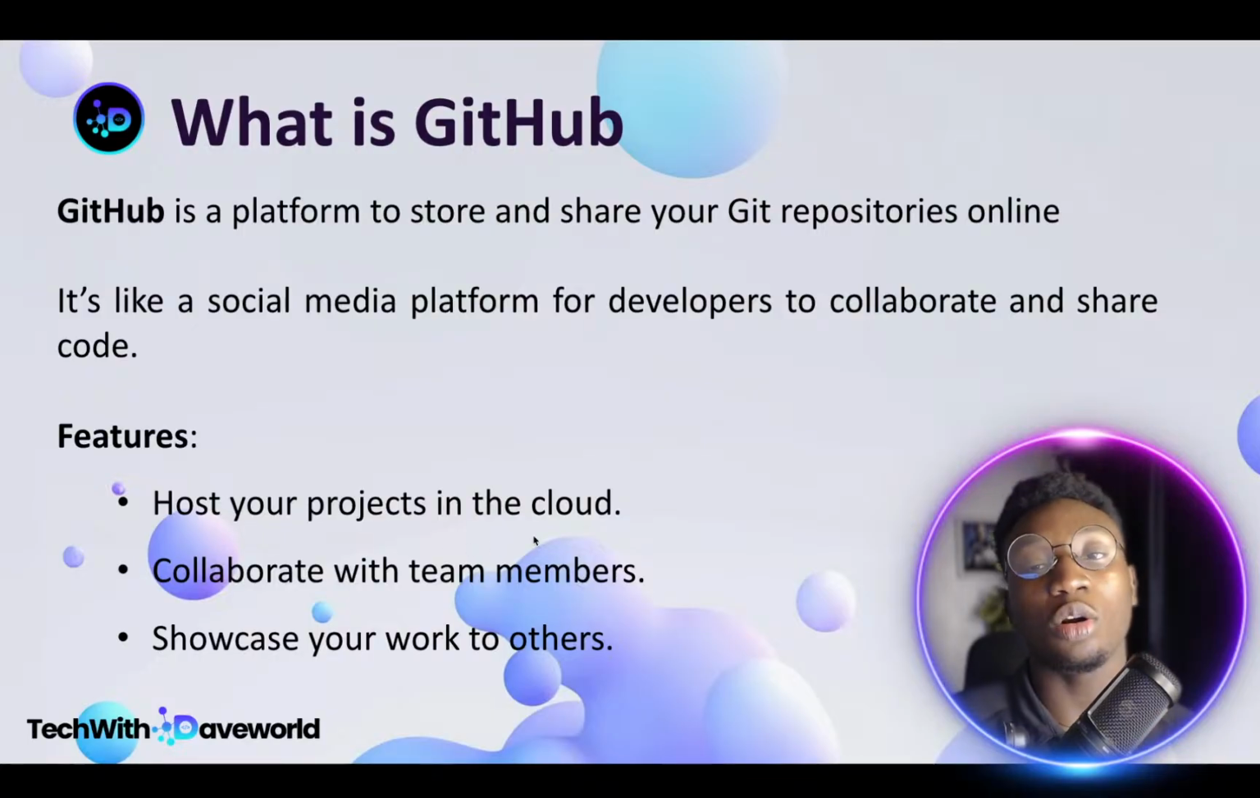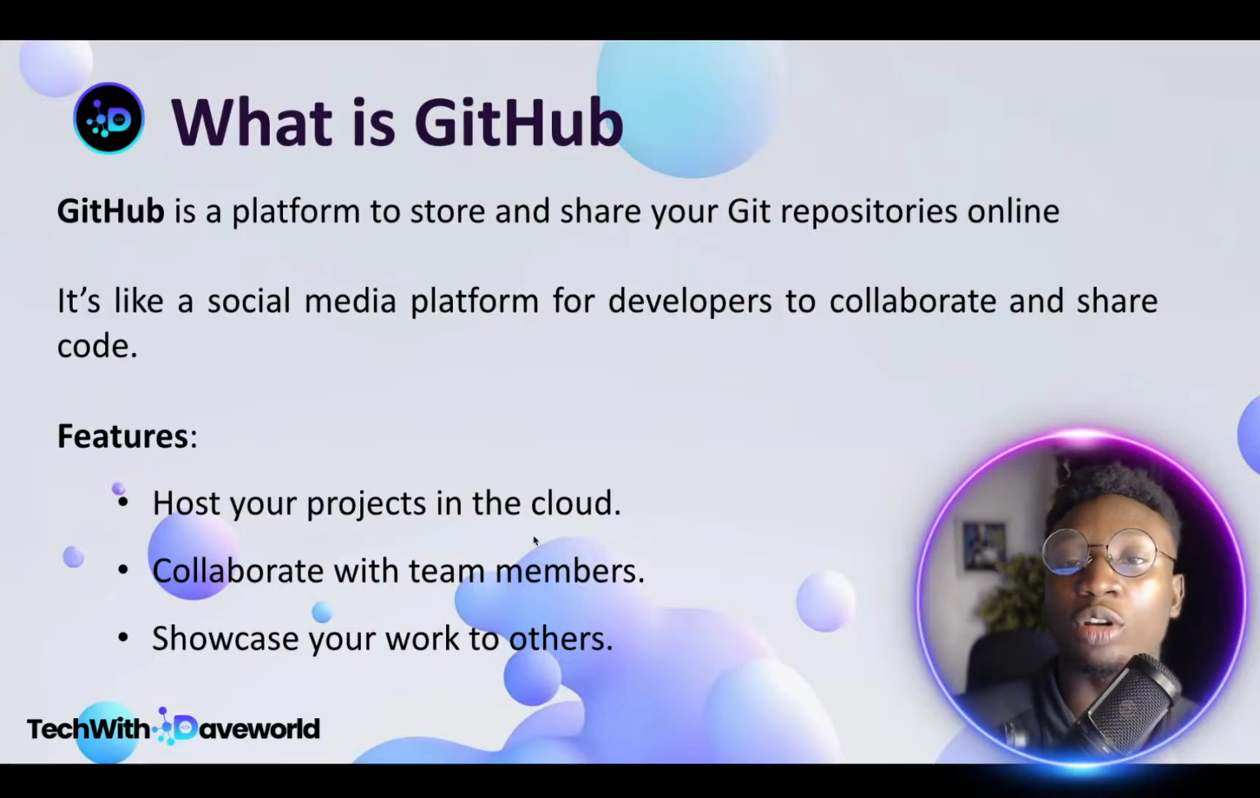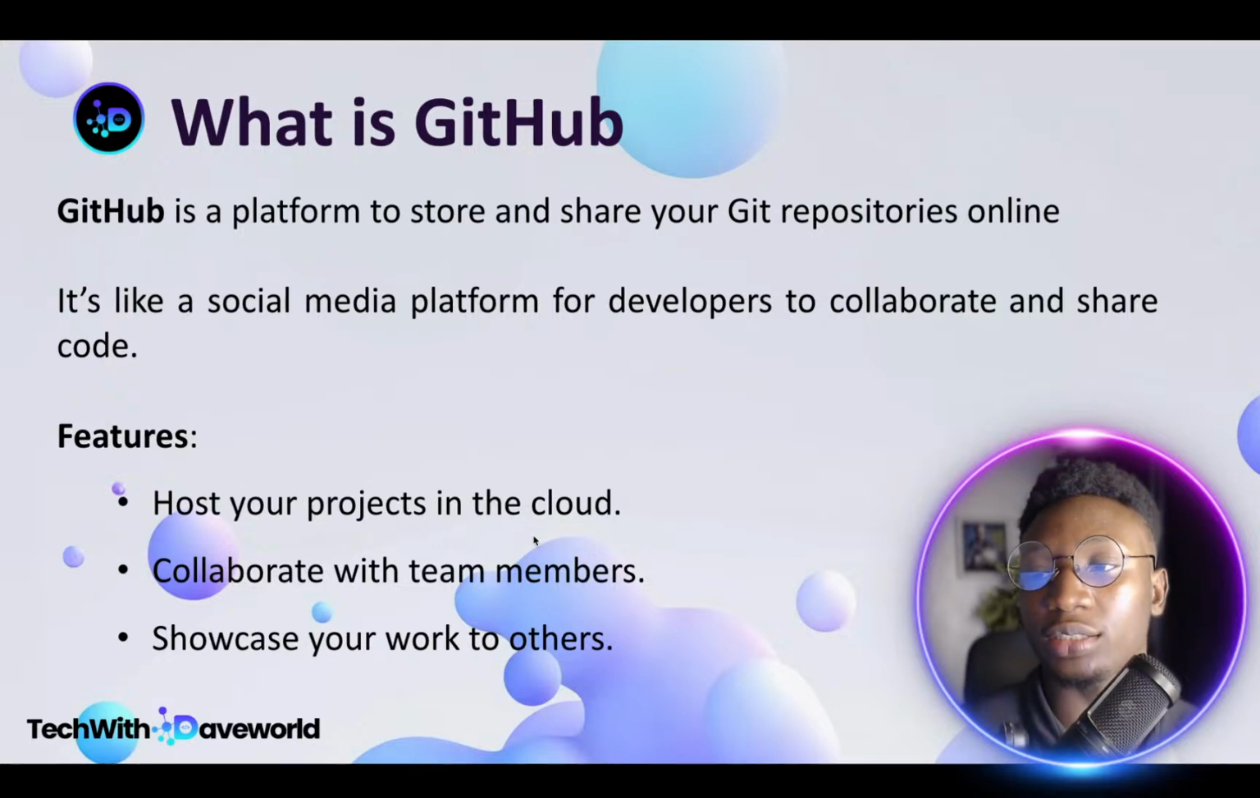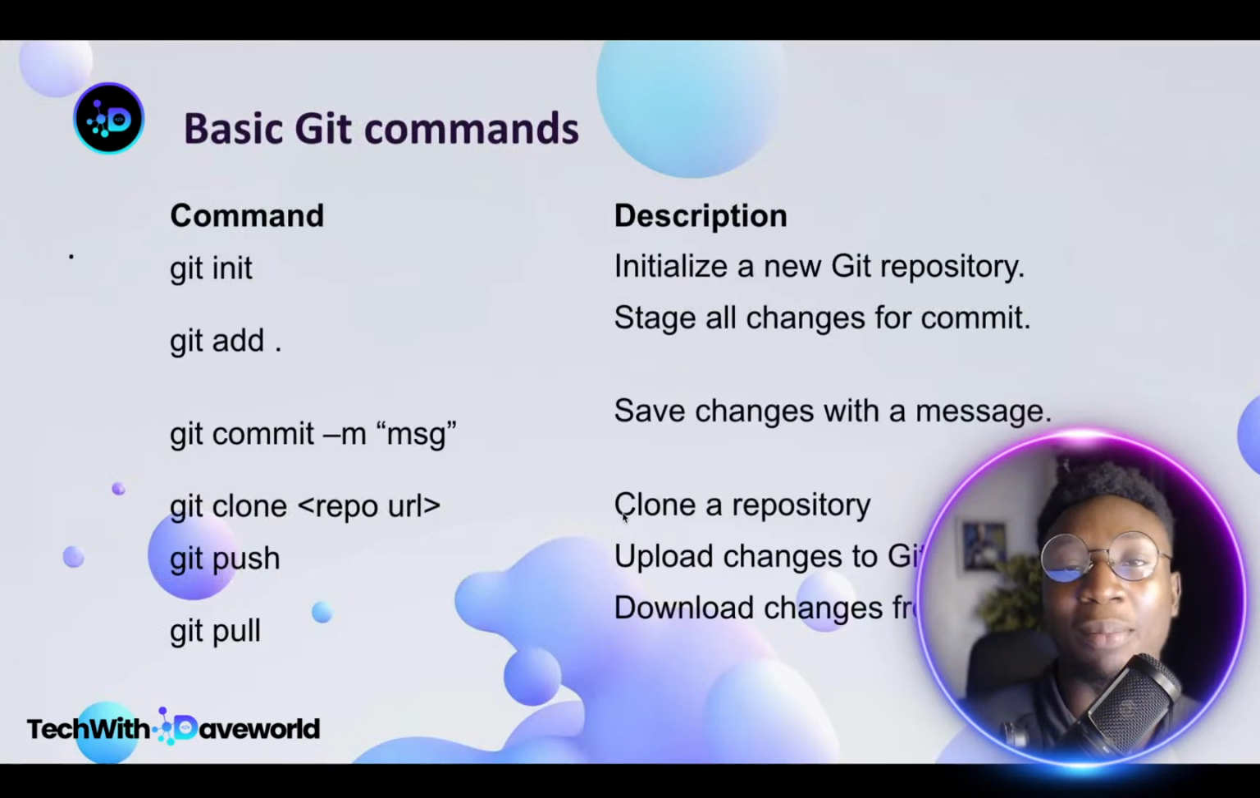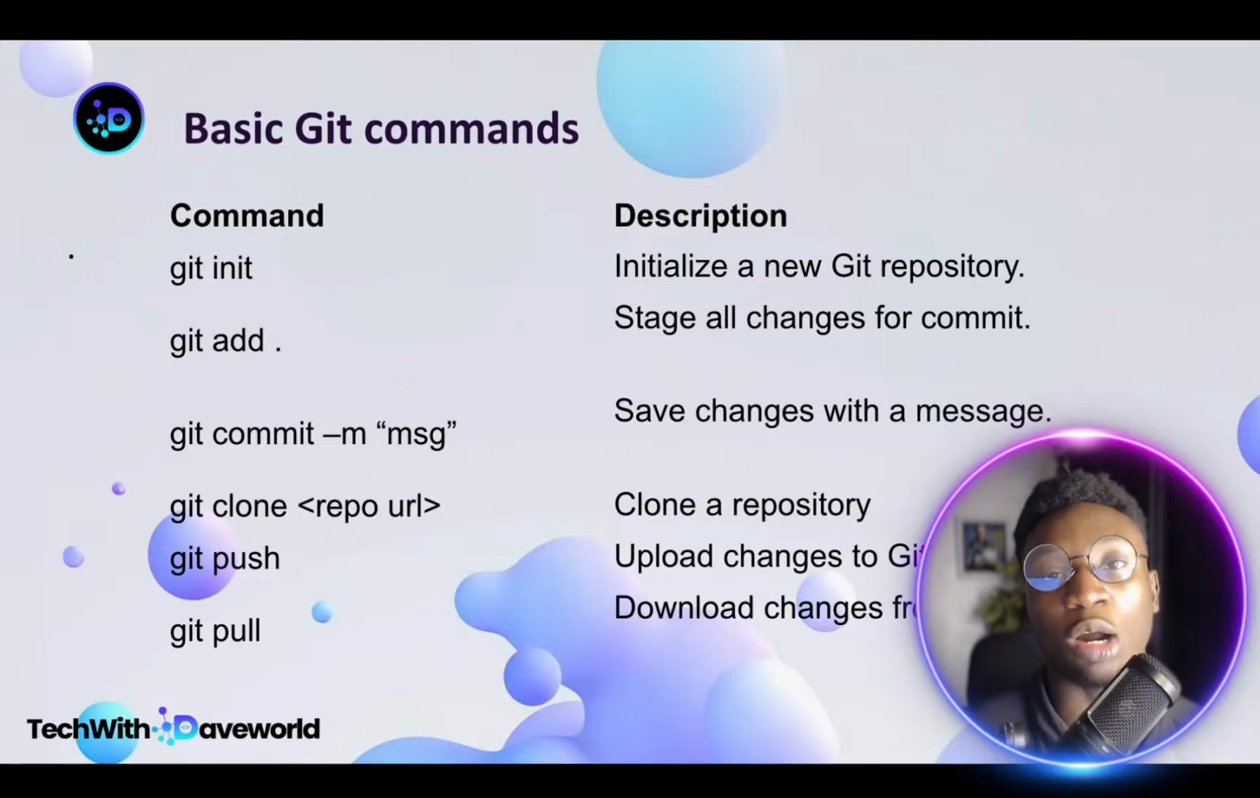Okay, so these are the three features of GitHub, and there are more also, but these are the three main features of GitHub. So let's continue. Basically, these are the basic Git commands that we have. Now there are a lot of Git commands, I mean, there are hundreds of Git commands, but we are just going to cover the few that you need to know to get started with Git.